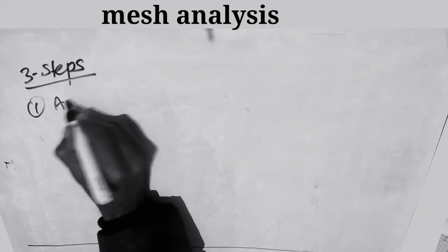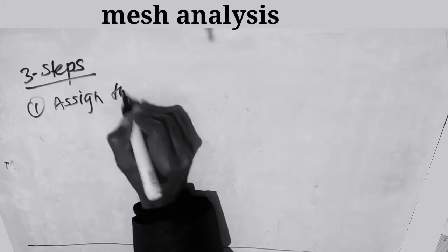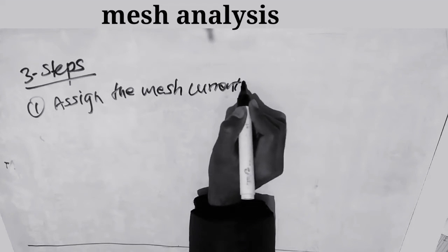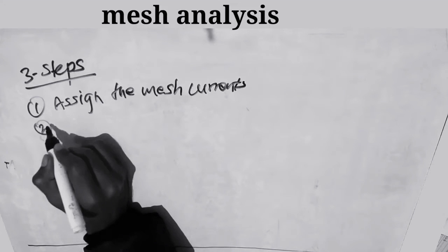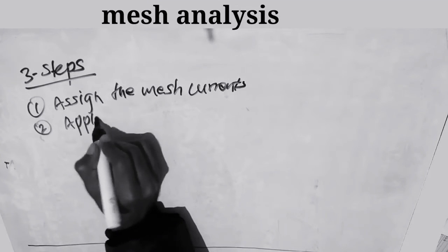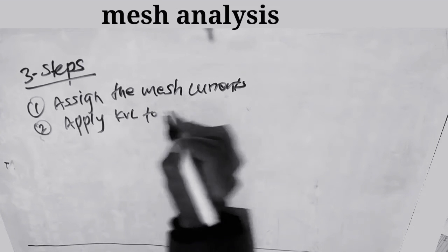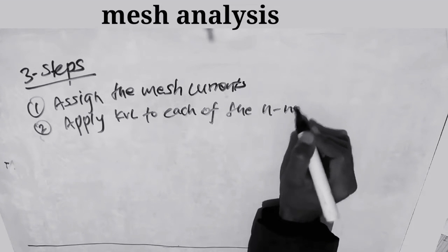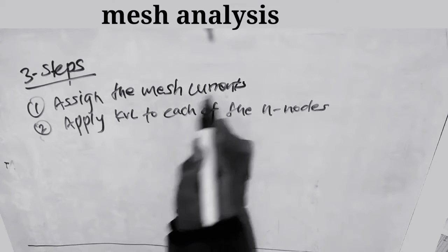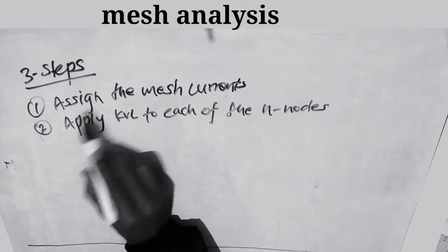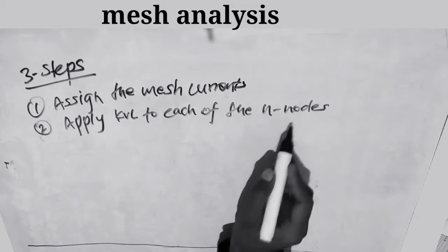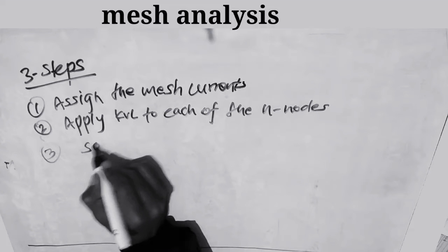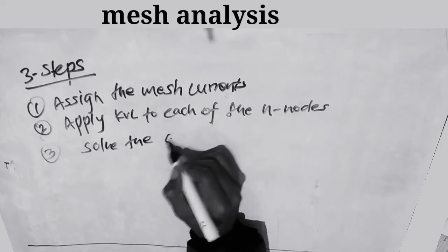The first step is to assign the mesh currents, and the second step is to apply KVL to each of the n meshes, and the last step is to solve the obtained equations.